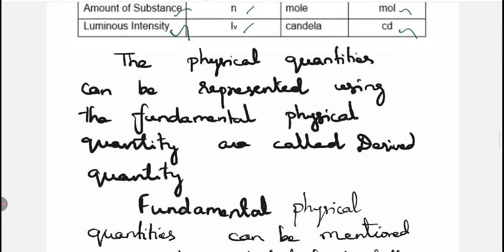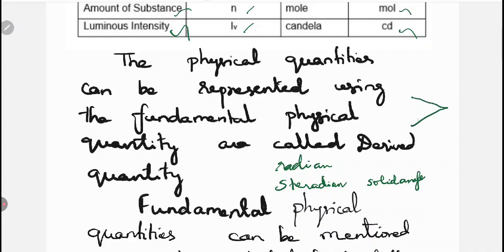So two more physical quantities are there. One is radian and steradian. So radian is to mention the angle, and steradian is to mention the solid angle. So for the two-dimensional angle, you can use the radian. This is ds, and this is r. You have theta equal to ds by r.